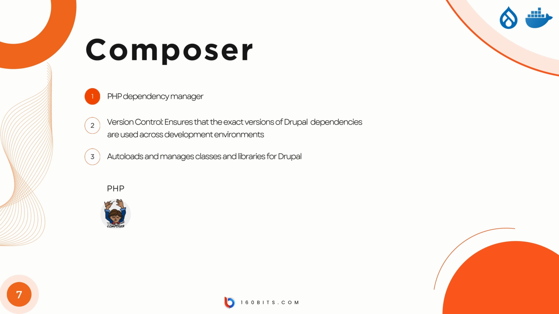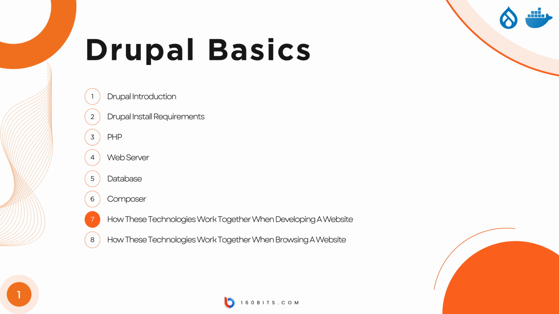Composer is a PHP dependency manager. Modern applications today, including Drupal, depend on other software and libraries. Basically, people don't build everything from scratch anymore. Instead, they use software built by other developers as building blocks. Composer helps Drupal manage hundreds of these dependencies. It ensures that the exact versions of these dependencies are used by the specific Drupal version being installed. It also manages the auto-loading of classes and libraries for Drupal. Other programming languages also have dependency managers. For instance, Python has pip, JavaScript has npm, and Java has Maven.